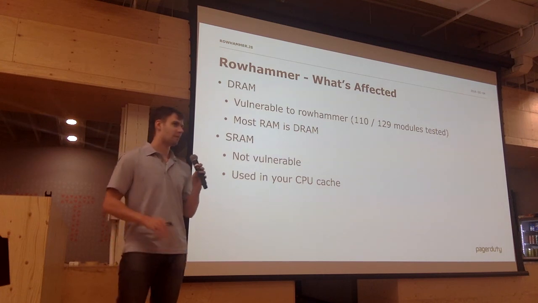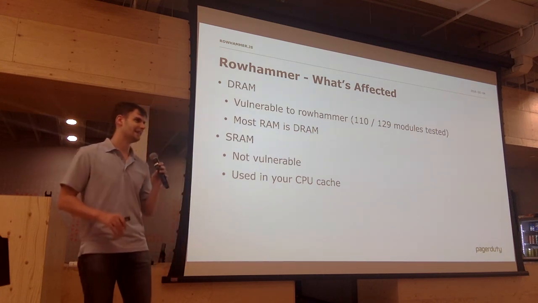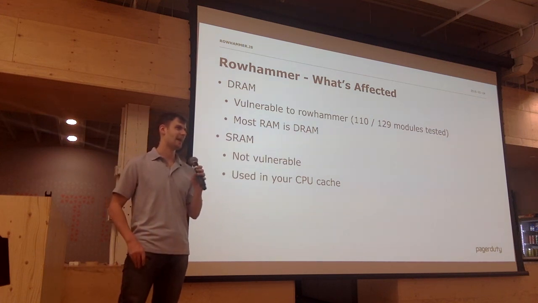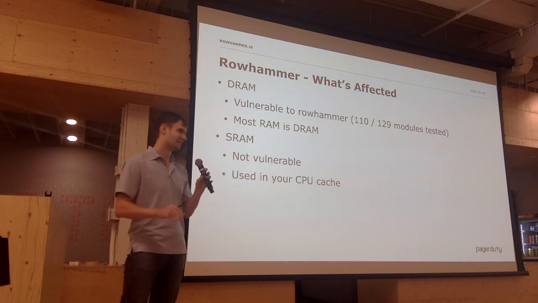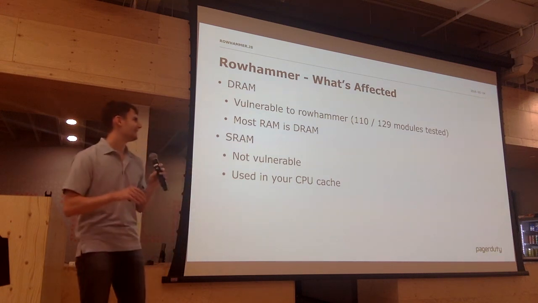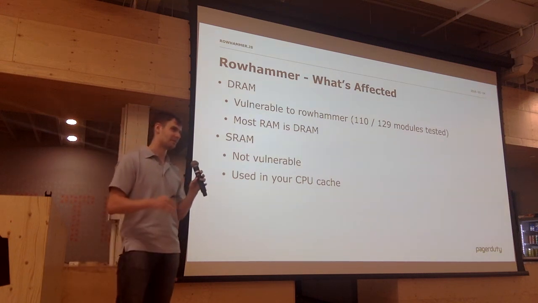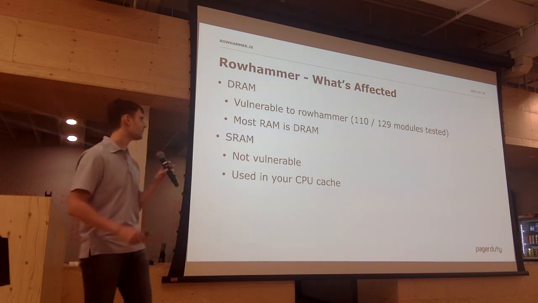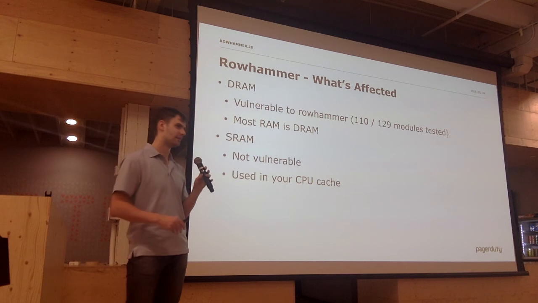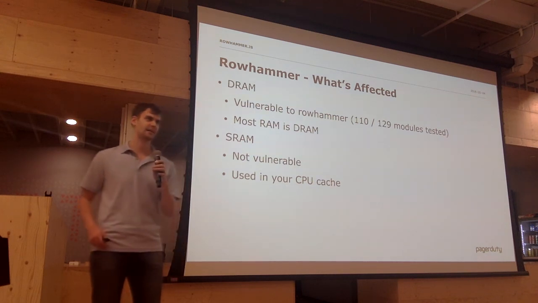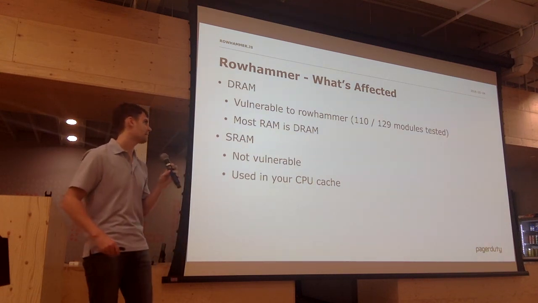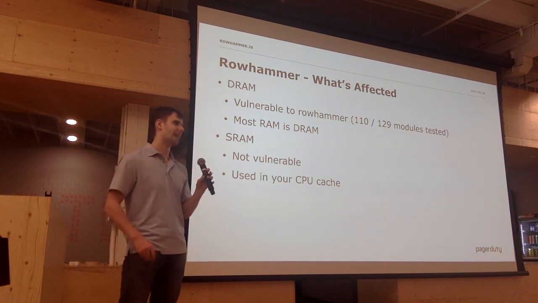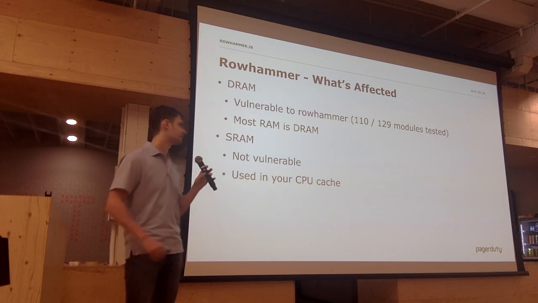So this is a problem with memory. The good news is that only one kind of memory is affected. The bad news is that it's the kind that you're using in your machine. So if you have 8 gigs, 16 gigs of memory on your machine, that's going to be a type of memory called DRAM, and that's vulnerable to Rowhammer. One of the early papers that talked about Rowhammer tested 129 different memory modules, and they found that 110 of them were affected by this flaw.